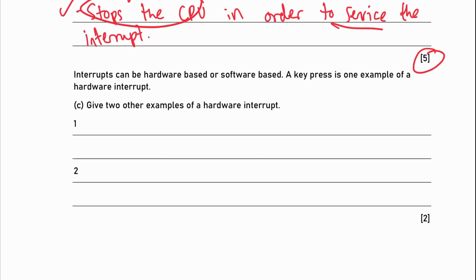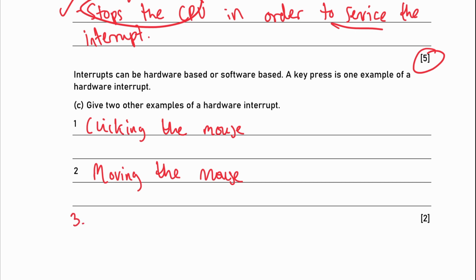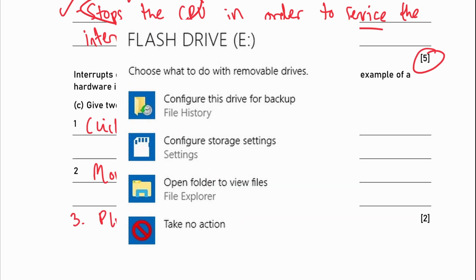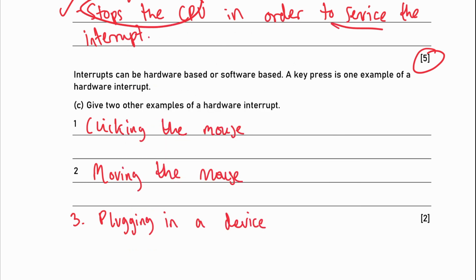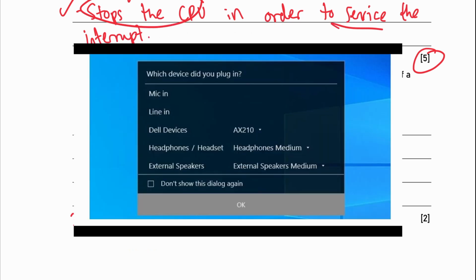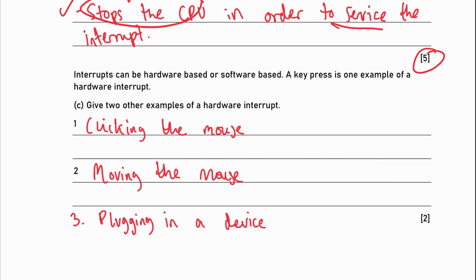1C is another question about interrupts, where we have to mention 2 other examples of hardware interrupts, just like a key press. So a piece of hardware that could cause the CPU to stop running would be something like clicking the mouse or even moving the mouse. You could also mention plugging in a device. For example, if you plug in a USB flash drive, it will pop up with a message saying, what do you want to do with the flash drive? Or sometimes if you plug in an audio wire, it will ask you what type of audio device has been plugged in. So plugging in a device will cause an interrupt.